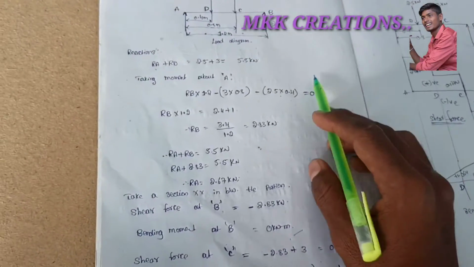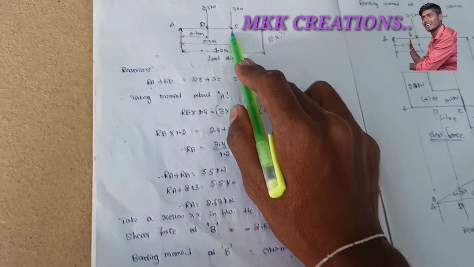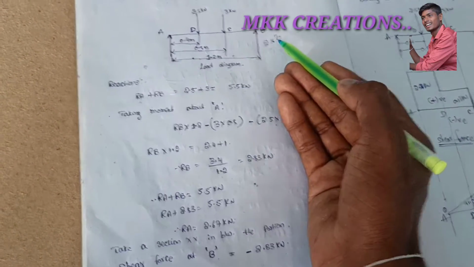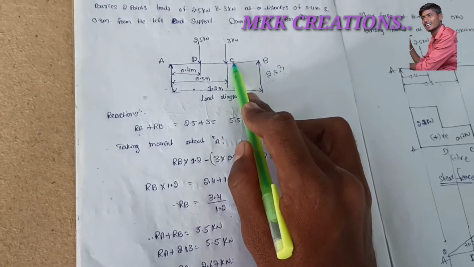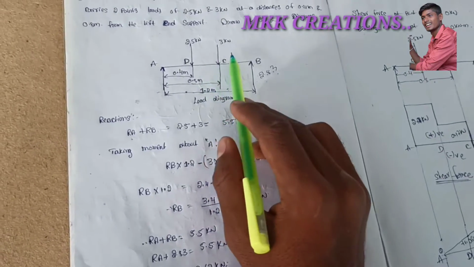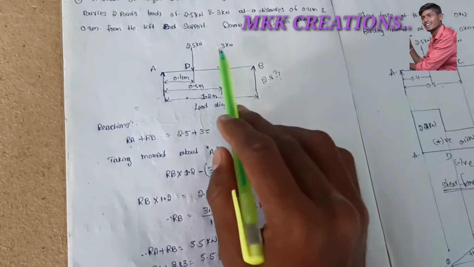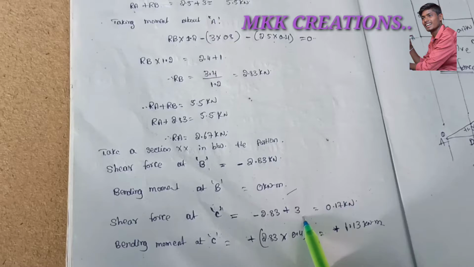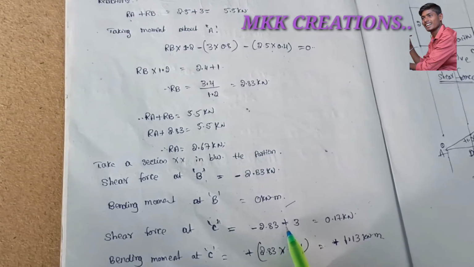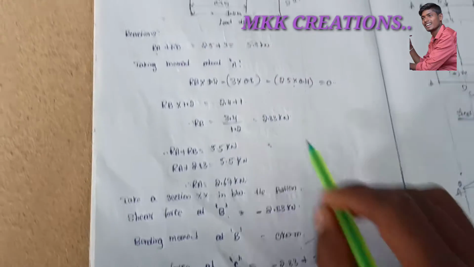So next, shear force at point C. At point C, what is the shear force? Two loads, that means minus 2.83 plus 3 at point C. We are not considering in between. So at point C we write minus 2.83 plus 3. Why? Because minus means, as we studied, upward. That becomes 0.17.